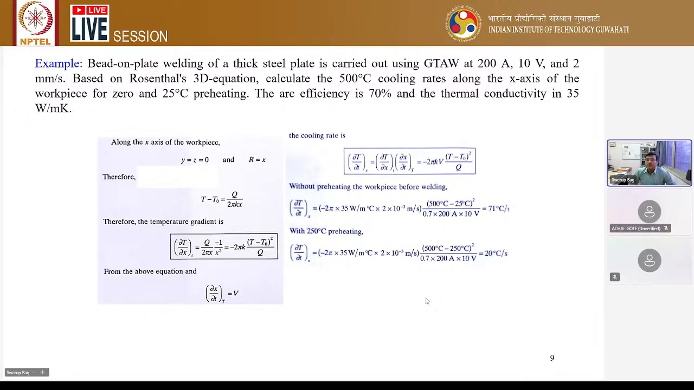Then we put in this value, the other property values are well defined, velocity is also defined, and we can calculate that without preheating, before welding, we get a cooling rate of around 71 degrees centigrade per second. But when there is the 250 degree preheating, then we get only 20 degrees centigrade per second. That means if there's preheating, then the cooling rate is actually low. So this strategy or analogy is helpful to design different kinds of welding processes, and to reduce the residual stress. This concept can be utilized in that way.